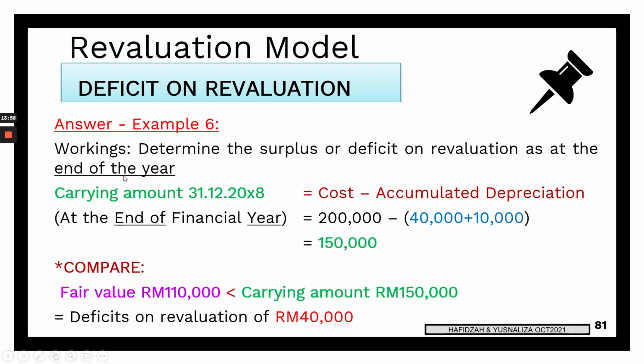So the answer here, if you can see, the carrying amount is just like in example 5. You need to work out the surplus, and the accumulated depreciation that you eliminate is still the same, and only that the carrying amount is now greater than the fair value. Carrying amount is 150,000. You can see this in green, and the fair value is 110, and therefore it gives rise to a deficit. Deficit is an expense, and remember, for this session, our focus is just on initial revaluation. Initial revaluation means revaluation that took place the first time.